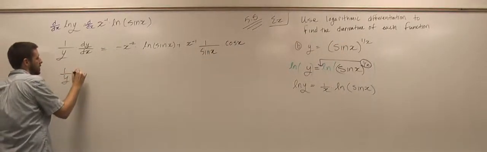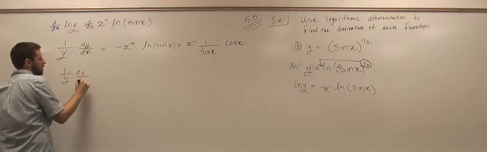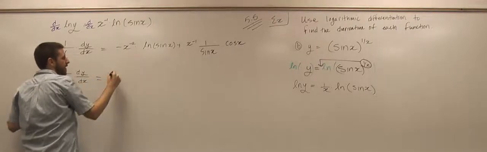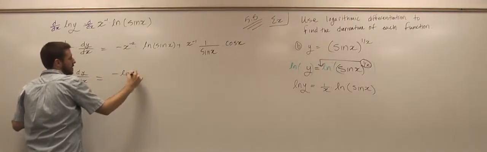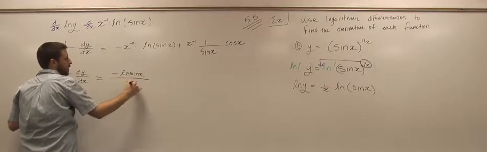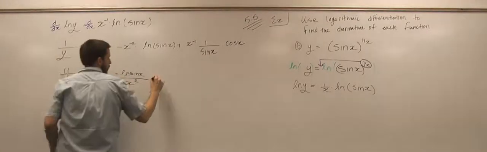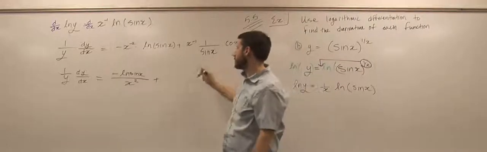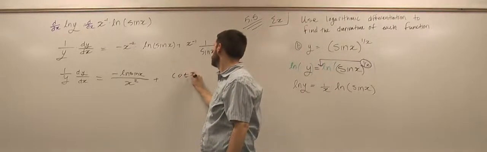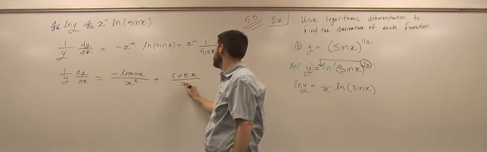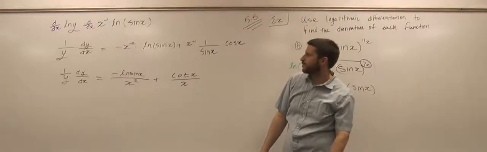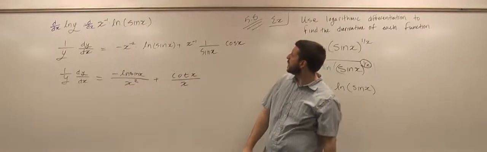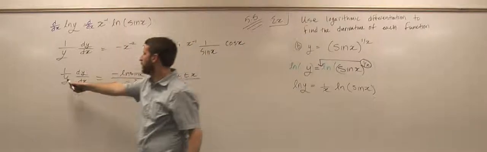1 over y dy dx equals negative ln sine x over x squared plus cosine over sine is cotangent, so cotangent x over x. And then to solve for dy dx, I just multiply by y.